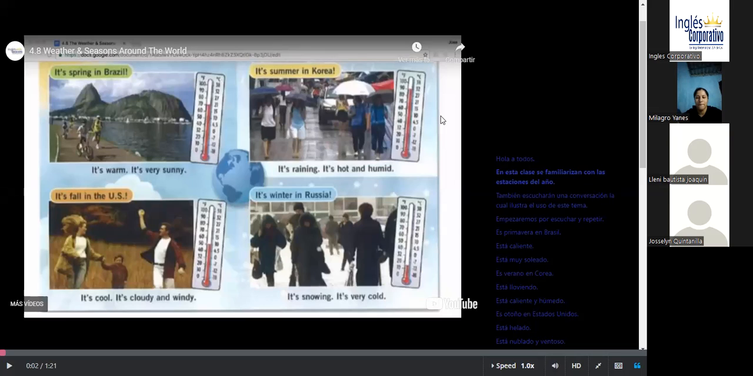And what about the US, in the United States? What's the weather like? It is cold. No, it is fall, right? It's fall. And what is the description of the weather in the US? It is cloudy. Windy. Cloudy and windy. All right, good.